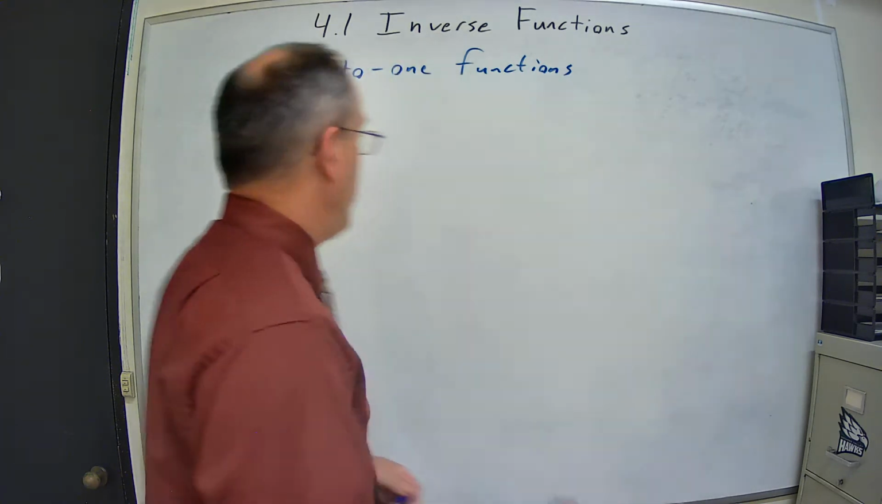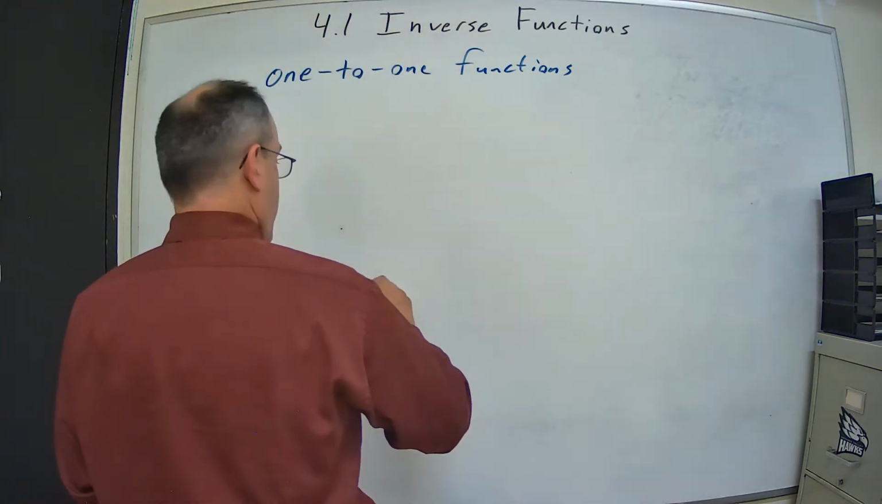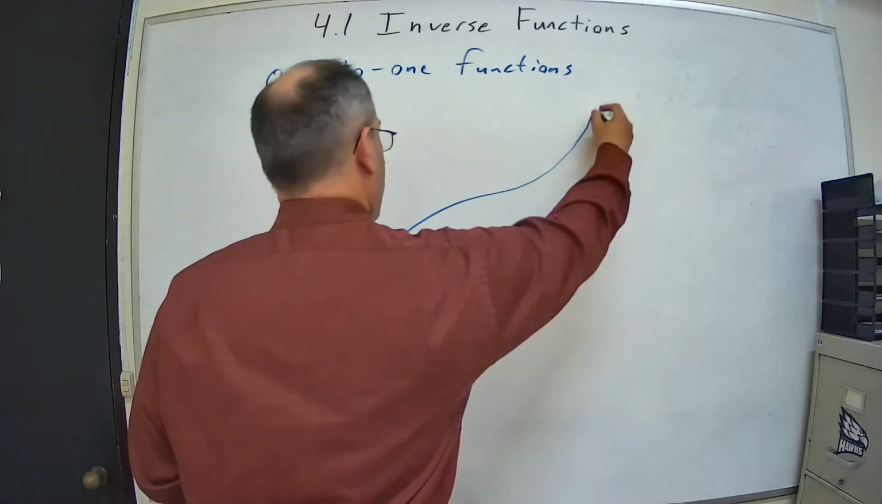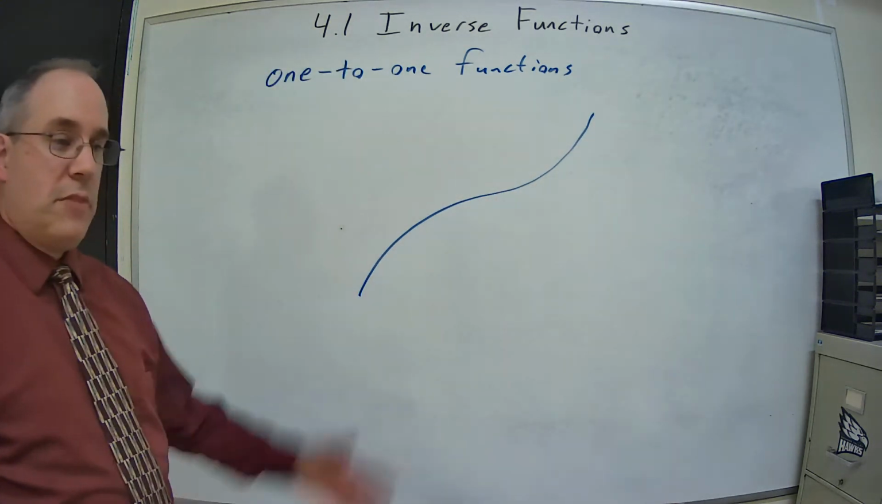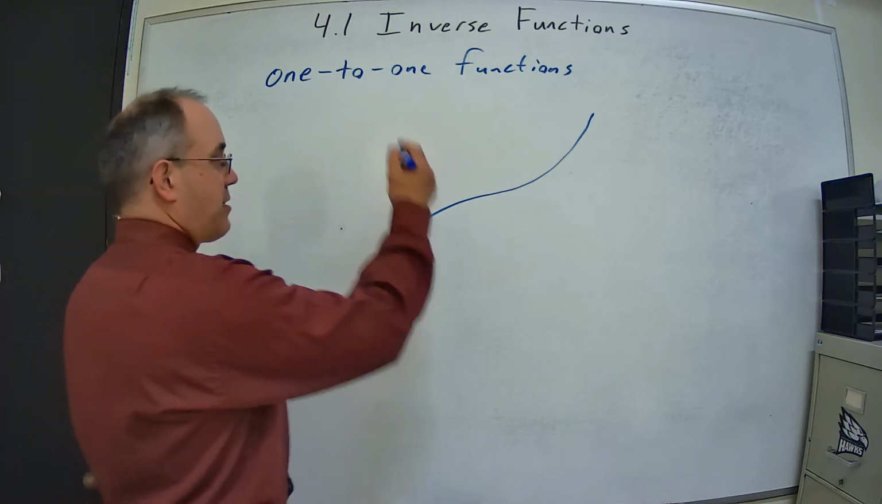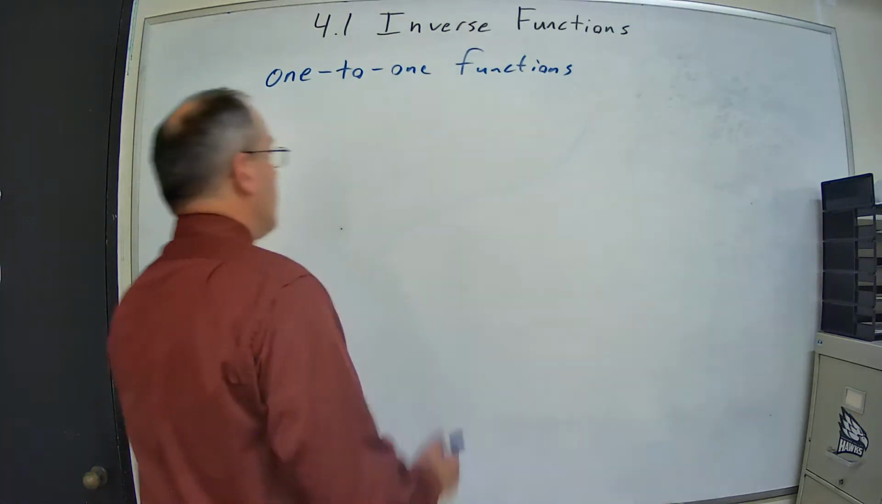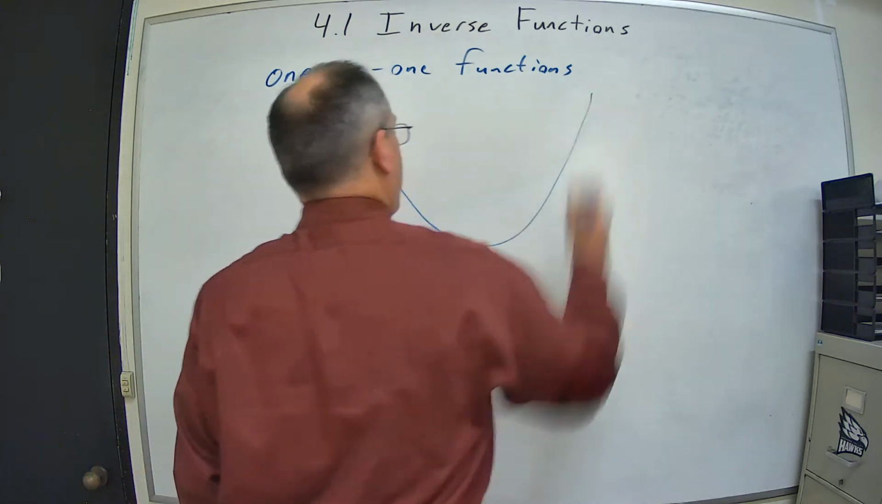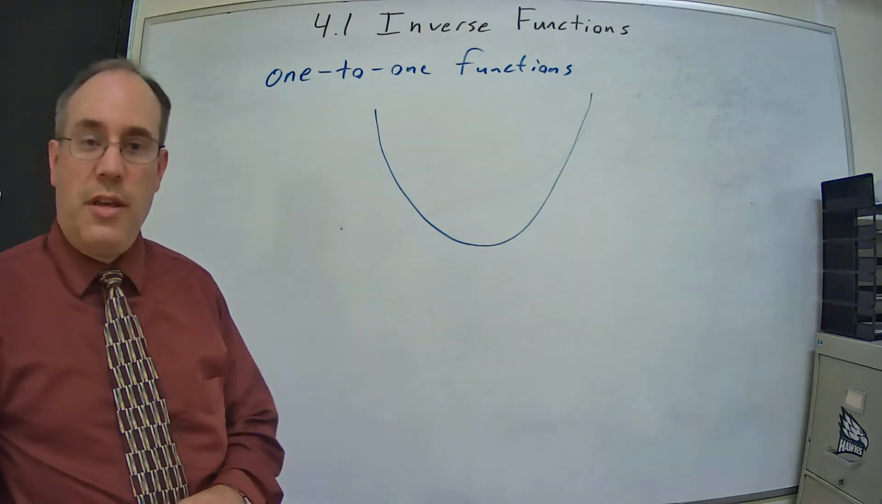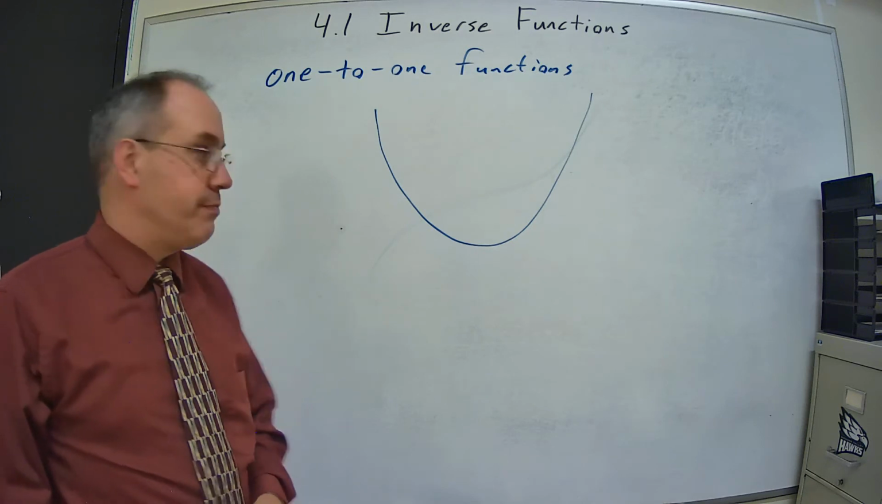So therefore, something like this is a function, passes the vertical line test. Something like this is a function. It passes the vertical line test.